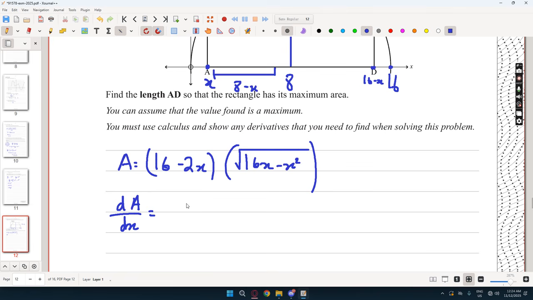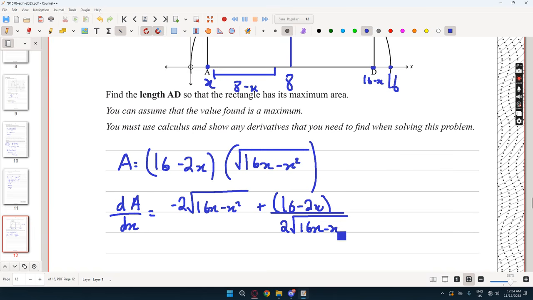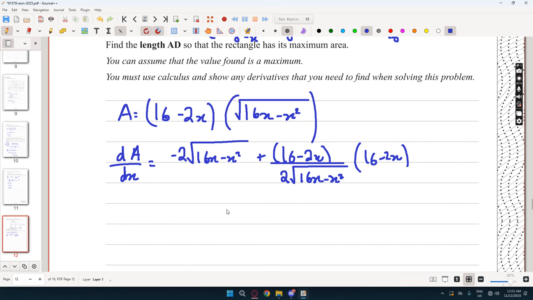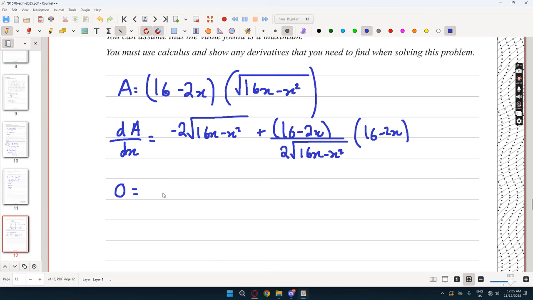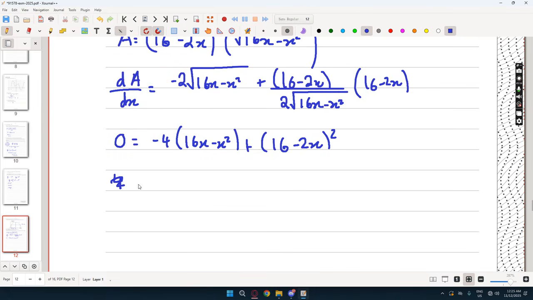So dA/dx is the derivative of the first function multiplied by the second, plus keep the first function the same, derive the second. Okay, so 0 equals minus 4 lots of 16x minus x squared plus 16 minus 2x squared. So 32, 64, minus 4x squared equals 16 squared, 256 minus 64 plus 4x squared.